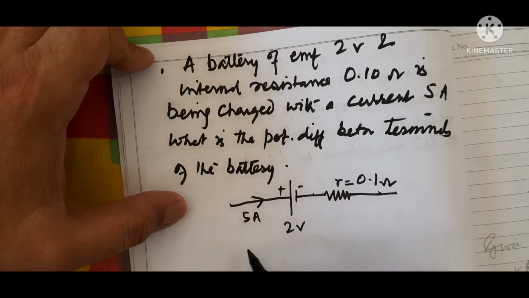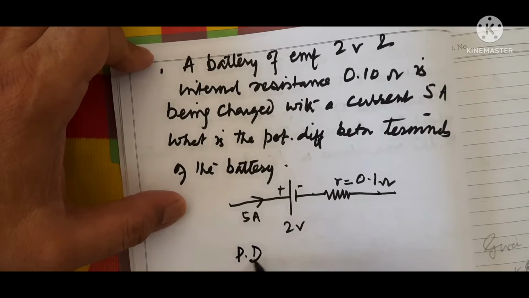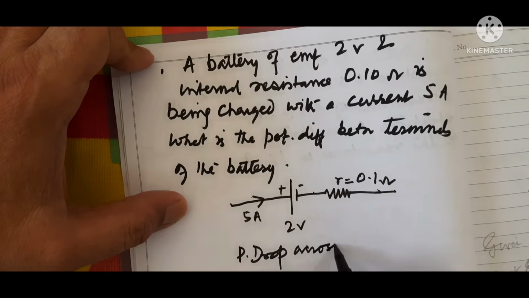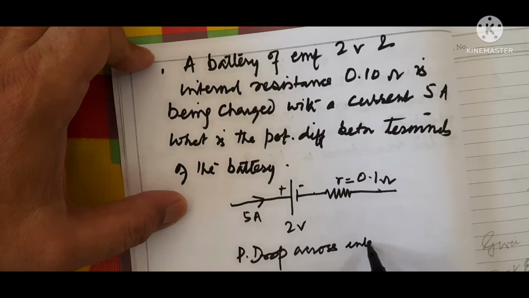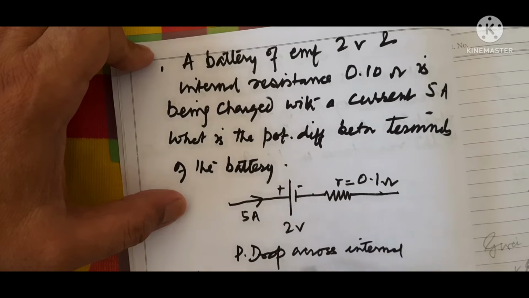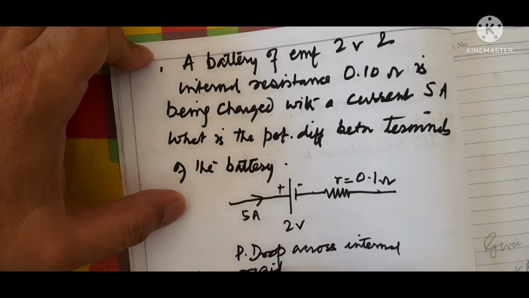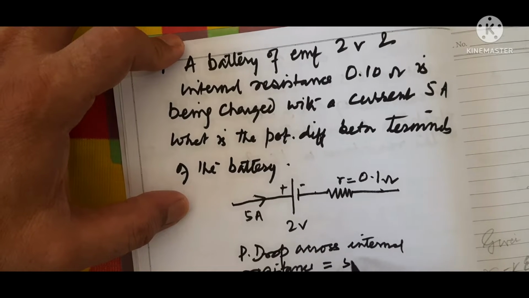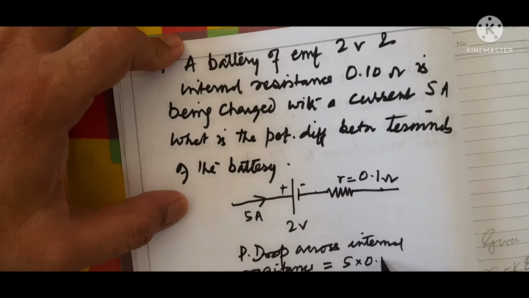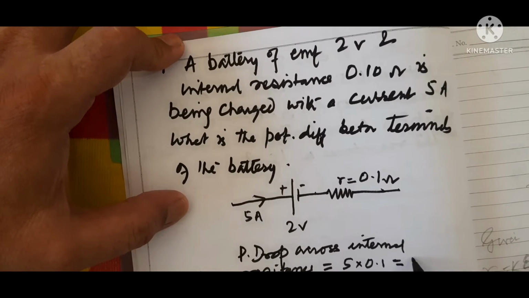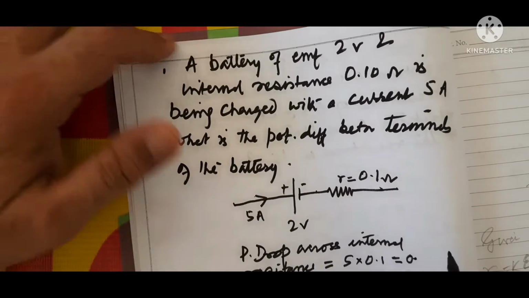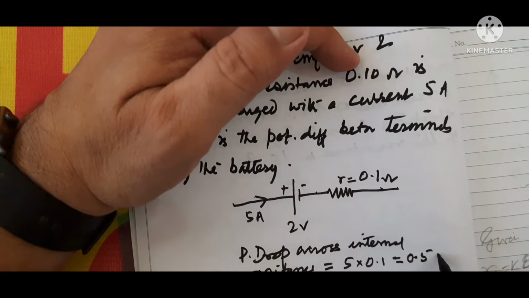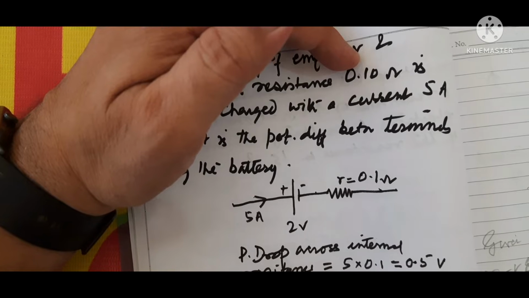So what we have to do, the potential drop across the internal resistance will be I into R, that is 5, R is 0.1, that is 0.1 into 5, that is 0.5 volt. That is the potential drop across the internal resistance.